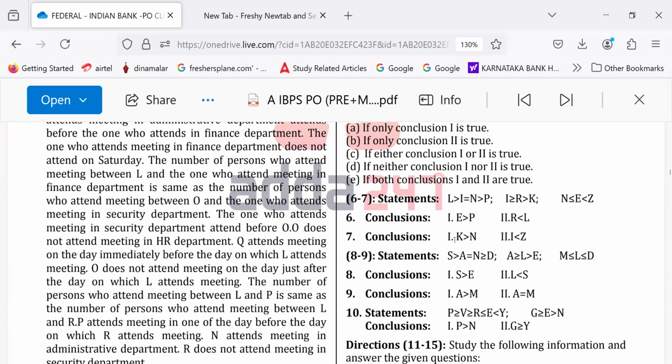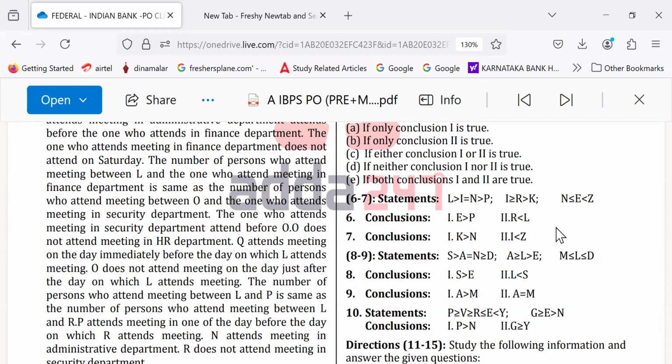Sorry, I am talking about number 7. K is greater than N. That will become false because we have to check K and N. K is here and N is here. For K, the comparable answers I and R, I is here. So taking this into account, it will be false. And the second one is true. So first one is false, second one is true. So the answer is Delhi. Number 7, answer is Delhi.